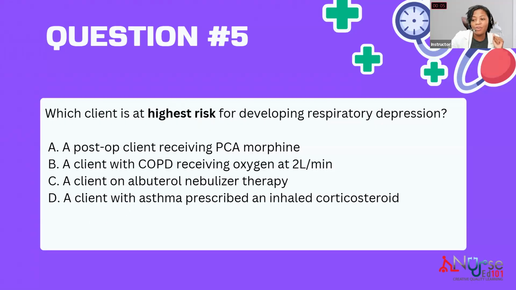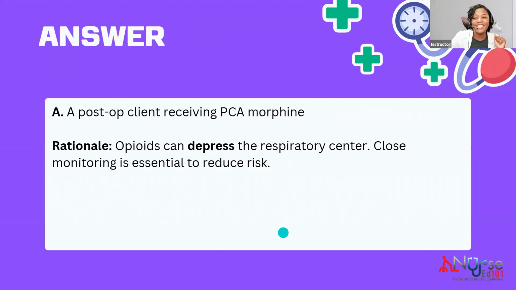So if you are thinking option A, then guess what? You are spot on, right? That patient with the PCA, that morphine, right? It's an opioid and it can depress or slow down respiratory rates or centers in the brain. So we have to keep our eye closely on these patients to reduce their risk.